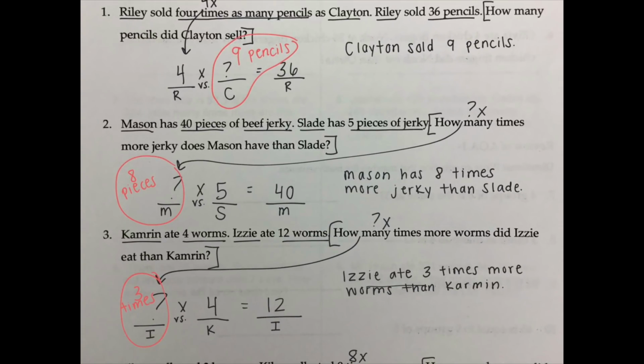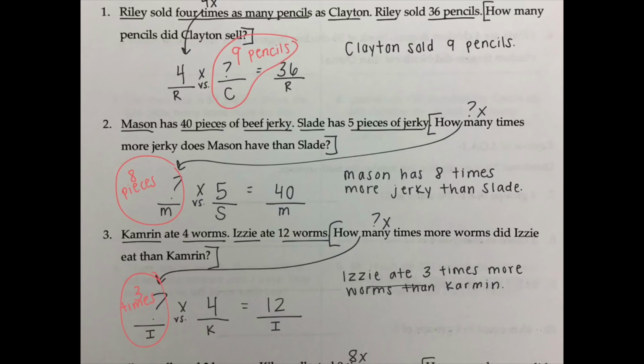Okay, for number 2, we had Mason versus Slade equals Mason. We didn't know how many times more jerky Mason had. So we have this question mark X, we draw our arrow. Something times 5, that's Slade's number up here, equals 40, which is Mason's real number. So what times 5 equals 40? The answer is 8. And then write your complete sentence. Mason has 8 times more jerky than Slade. Make sure yours matches mine exactly.